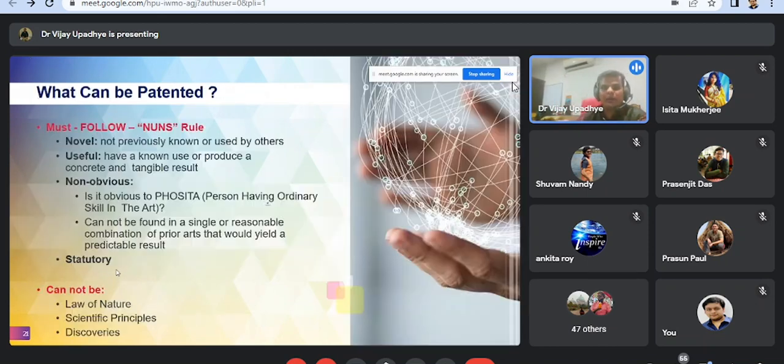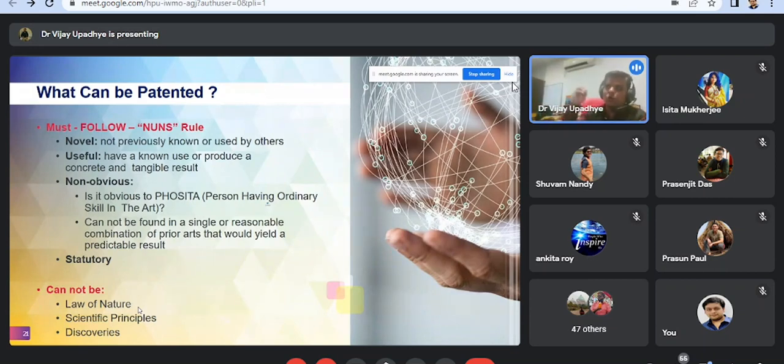Now what cannot be patented? The law of nature. Tomorrow you will tell me Newton's third law is there, and I will develop Newton's fourth law. Or the fourth law of thermodynamics is there, and I will invent it. Generally you cannot challenge it. Any hypothesis, you cannot misframe it.